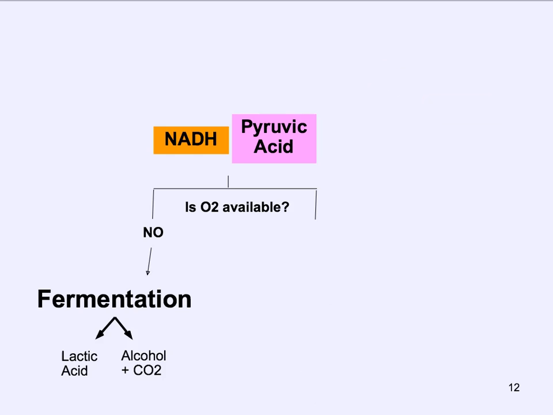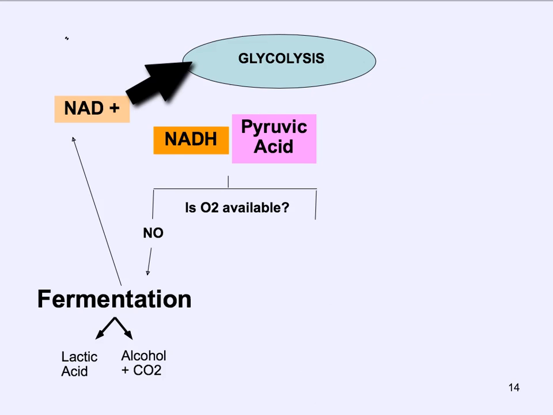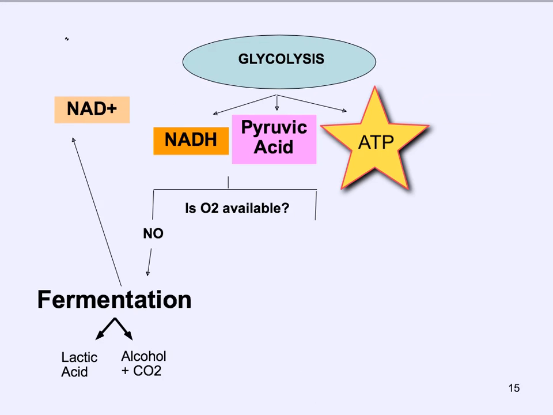Does fermentation produce ATP? No, but fermentation of either type will free up the much needed NAD positive. This can then return to glycolysis, which will continue to produce a small amount of ATP until oxygen is more readily available for the electron transport chain. So fermentation itself doesn't produce ATP, but it frees up NAD positive so that the glycolysis process can.